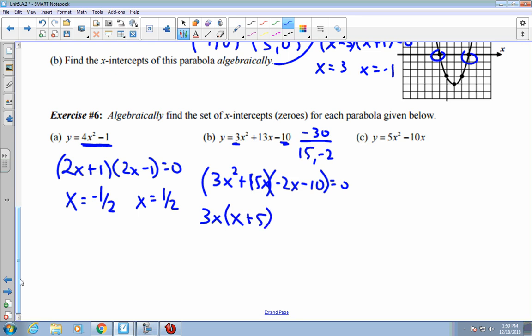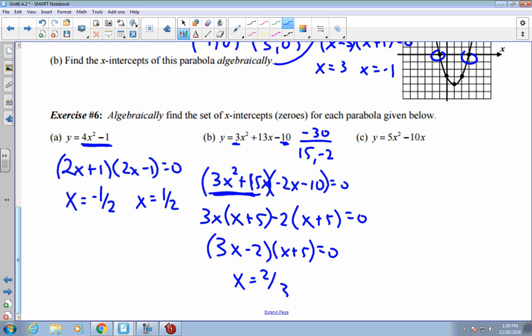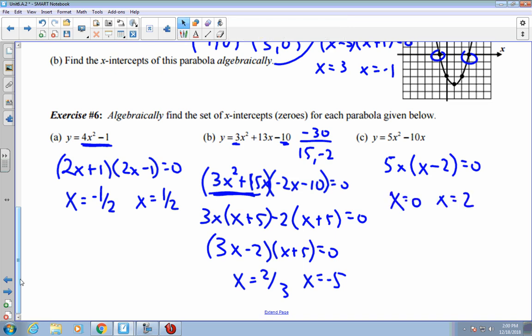I take out a 3x of the first set of binomial. I'm left with an x plus 5. Force this to be an x plus 5, so I need to take out a negative 2. I have 3x minus 2, and then x plus 5. So then x equals 2/3, x equals negative 5. Last one, take out a GCF. In this case, it's a 5x. X minus 2 equals 0. 5x equals 0, x is 0. X is 2. Okay? Now, that's algebraically.